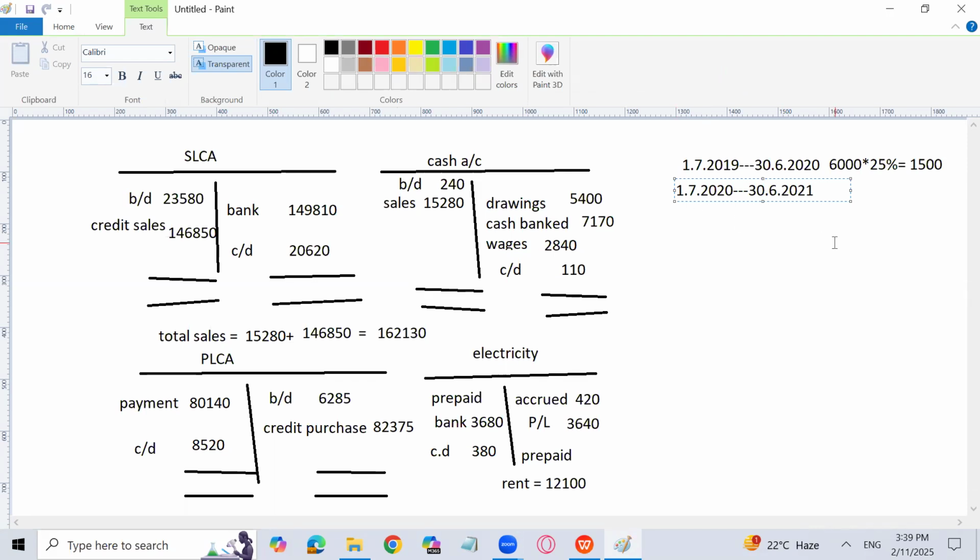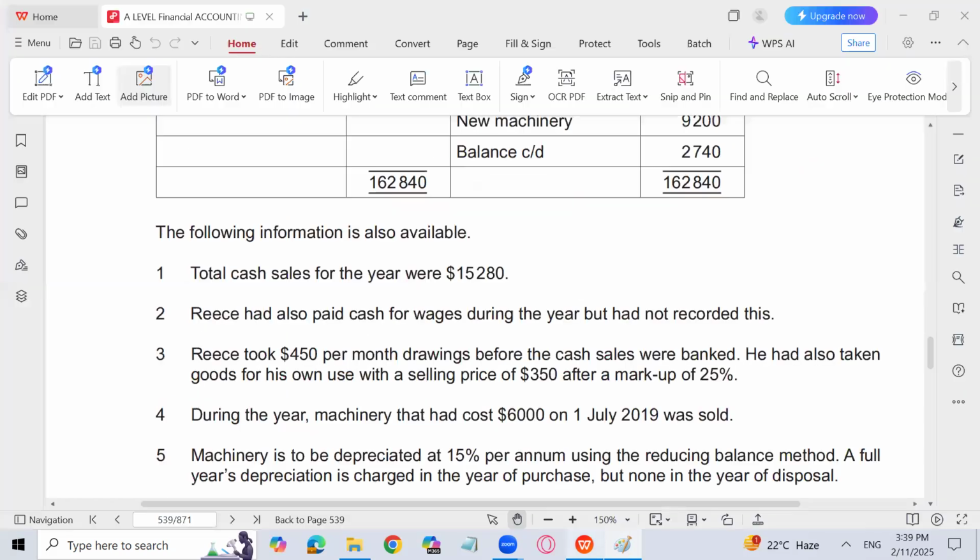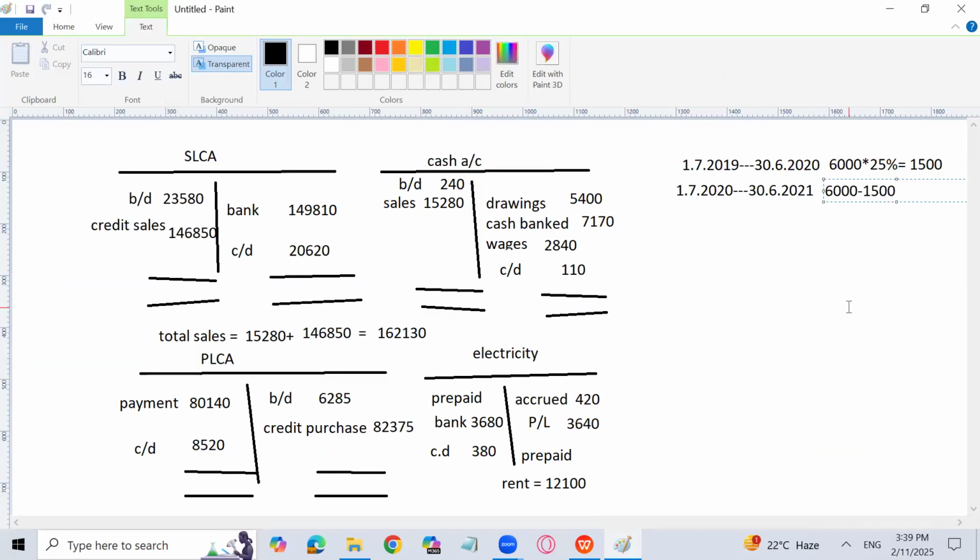30/6/2021. Again for the whole year, but because it's a reducing balance method, 6,000 minus 1,500 multiplied by 15%, I think. I think the percentage is 15%. Yes, it is 15%. So sorry.